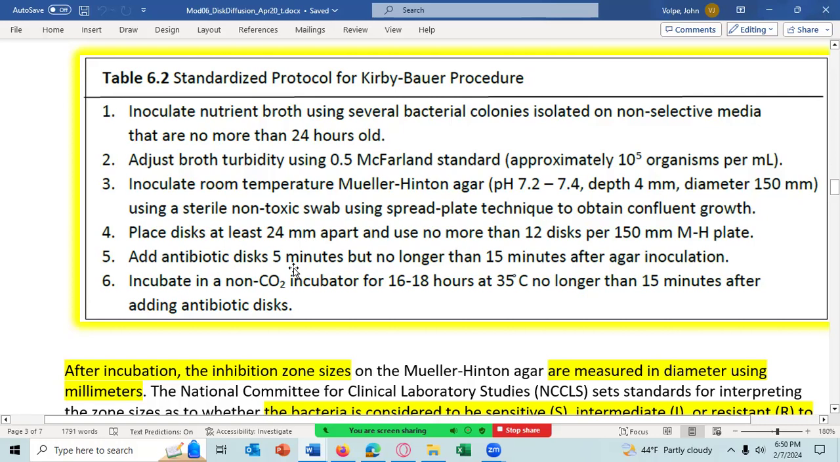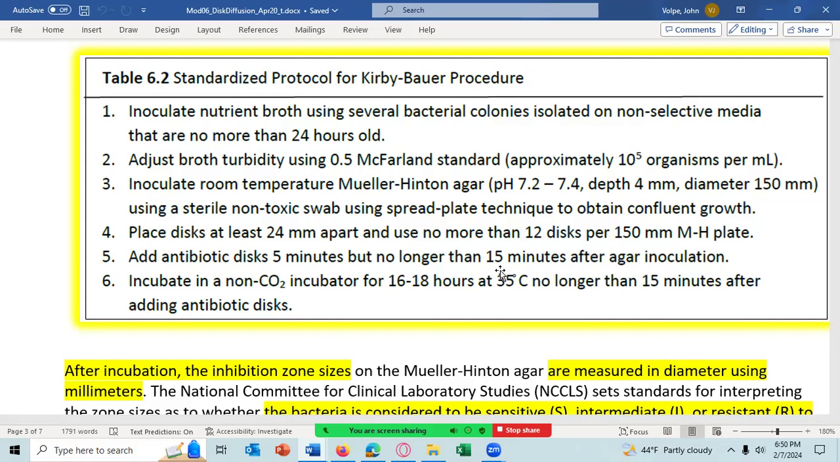and you add the antibiotic disc between 5 minutes after to 15 minutes after adding the bacteria to the plate. So you let the bacteria sit for 5 minutes, and then you start applying the disc. You make sure the last disc goes on no later than 15 minutes after putting the bacteria on the plate.